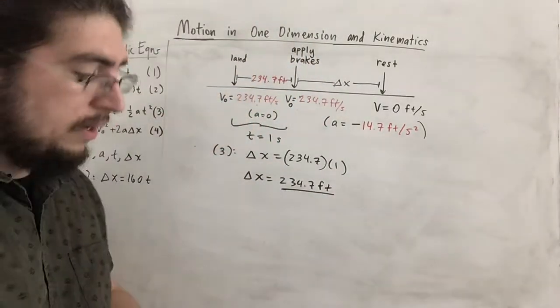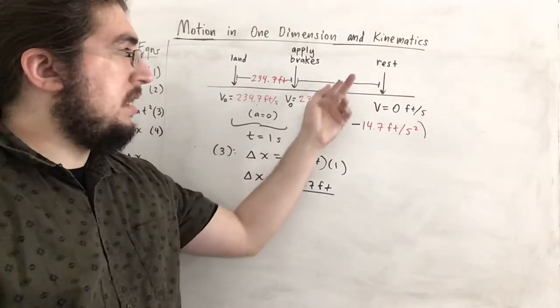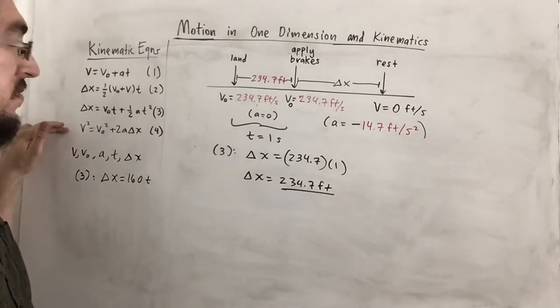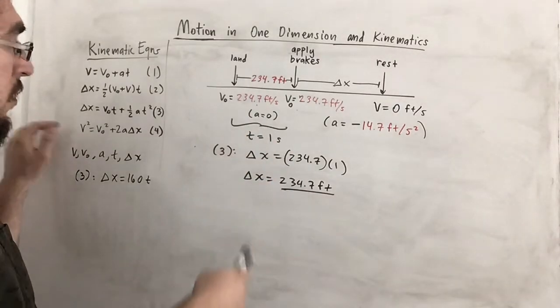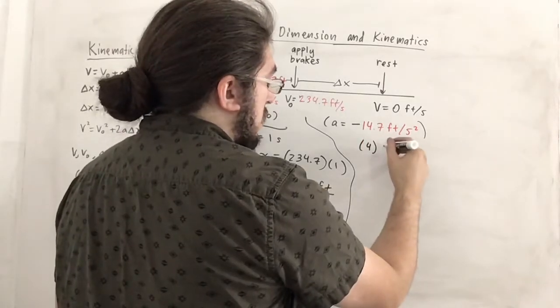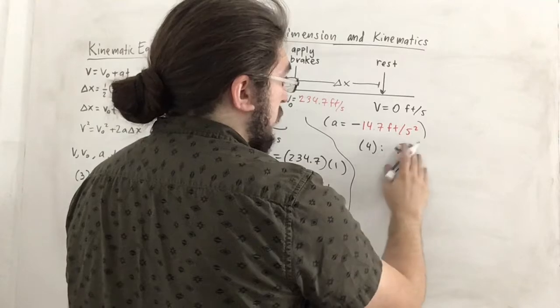Let's see if we can figure out, again, which kinematic equation to use. We have V, we have V naught, delta X, which we want to find, and we have A. So the only one that does not involve T and involves these four is, of course, equation 4. We separate these. So by equation 4, we have V squared, which is 0.